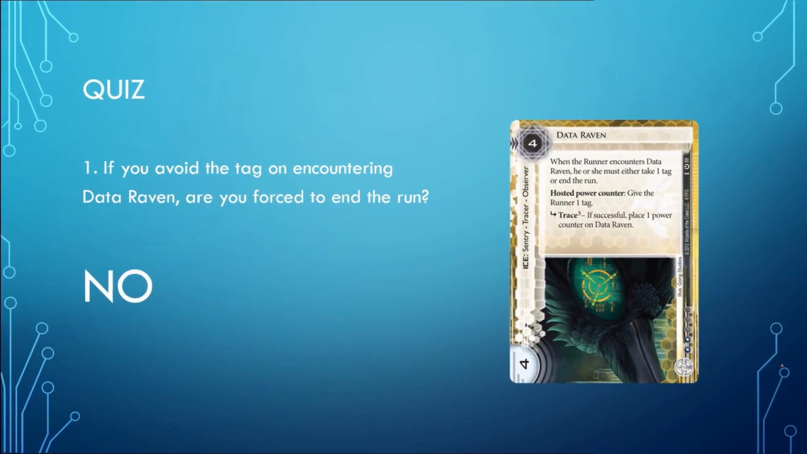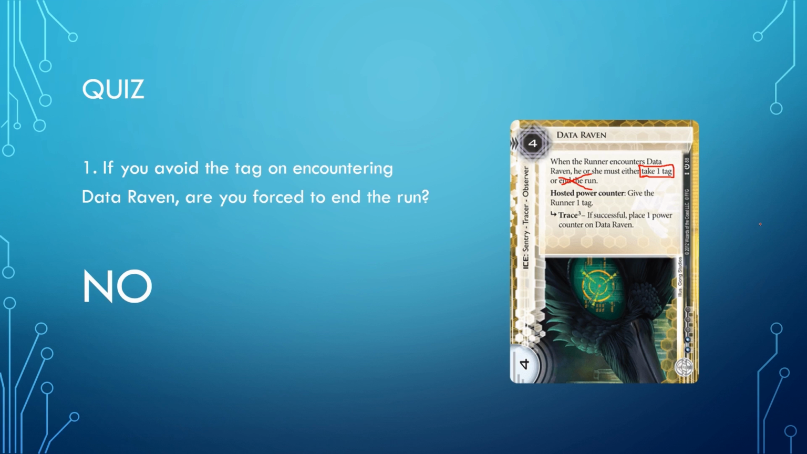Starting from the beginning, question 1, the answer is no, because taking a tag is not a cost. You can choose the first option, which is to take the tag. This means that you don't have to resolve the second option. If you choose the first option, you take the tag, and you can choose to avoid it as per normal, because this is not the cost of encountering the ice. This is simply an effect that happens as a result of the on-encounter effect. So yes, you can still continue with the Data Raven run, even if you use something like New Angeles City Hall to avoid the 1 tag.